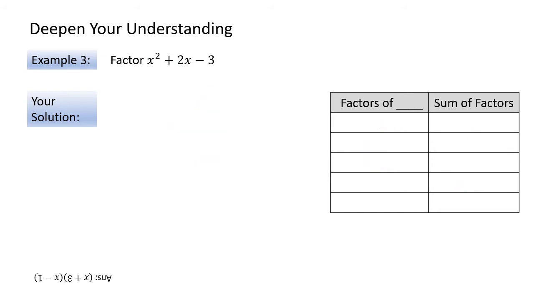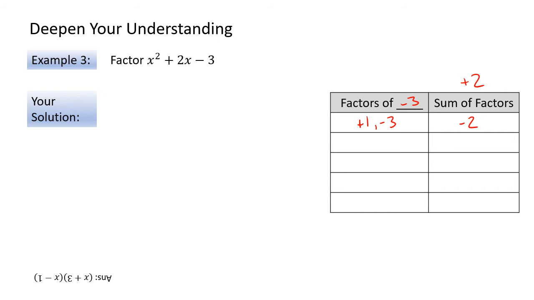So our last example for this, factor x squared plus 2x minus 3. So again, our factors must multiply to negative 3, and they must sum to the number in the middle here, which is positive 2. Okay, so if we think about that, we could have positive 1 and negative 3. Okay, positive 1 times negative 3 is negative 3. Adding those up, we get negative 2.